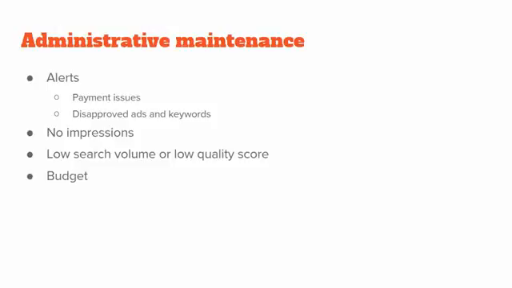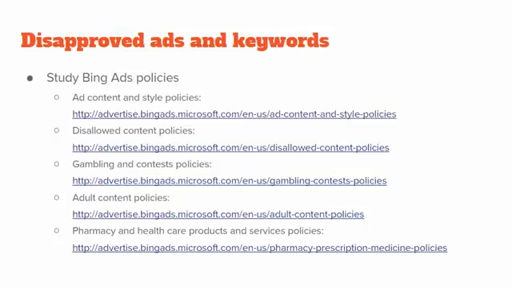Okay, let's talk more about some of the campaign administrative maintenance tasks next. For disapproved ads and keywords, I highly recommend that you study Bing Ads policies about ads and keywords. Here I'm listing some of the most important Bing Ads policies that I think we should all understand. To find those links, please download the presentation material for this video. You can copy and paste those links.